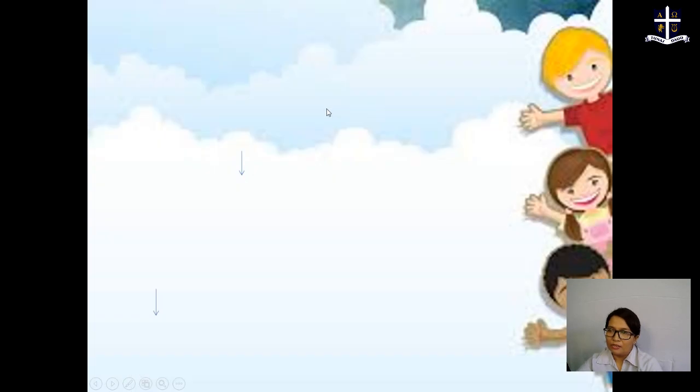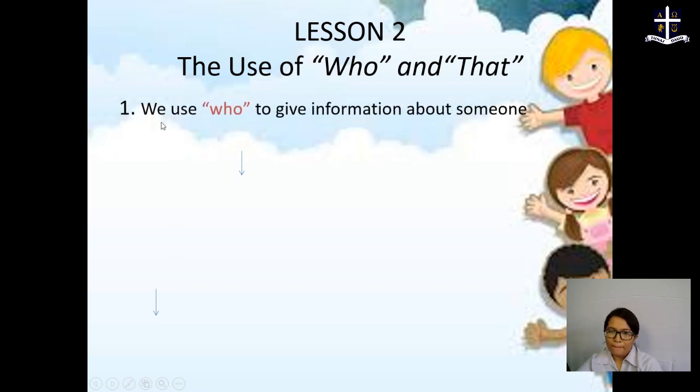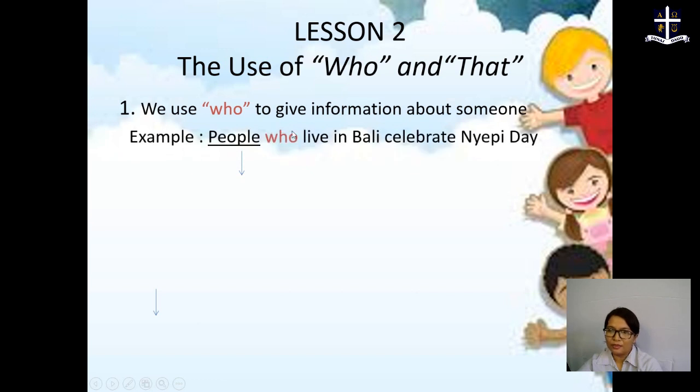That is lesson 2. In this lesson, we are going to learn about the use of who and also that. We start from the use of who. We use who to give information about someone. For example, in a sentence, people who live in Bali celebrate Nyepi Day. This is an example of the use of who in a sentence.